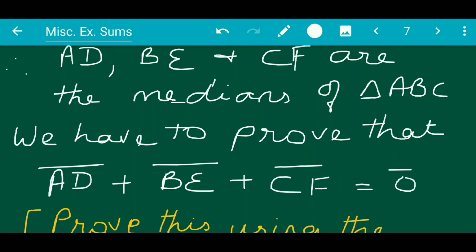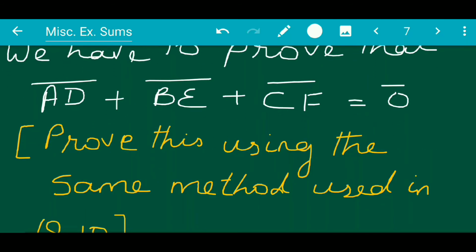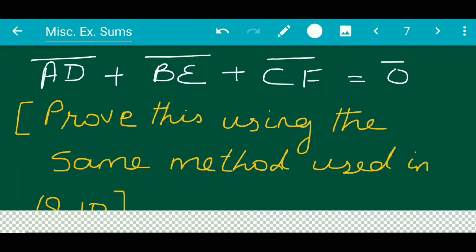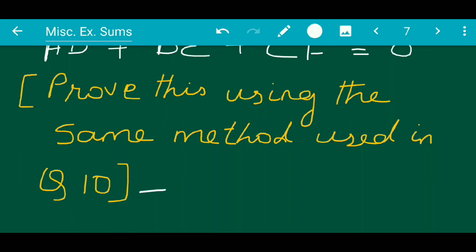Now, we have already done that in sum number 10. So, I am leaving it to you to prove this using the same method which was used in question number 10. So, this becomes an assignment for you. So, along with the remaining sums, you are going to complete this sum in your notebook.